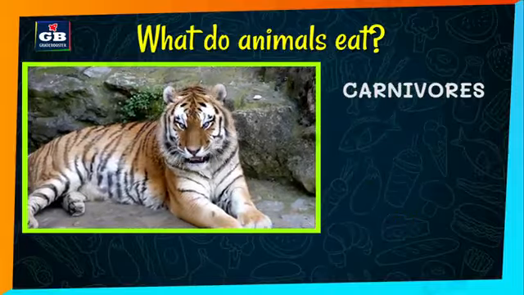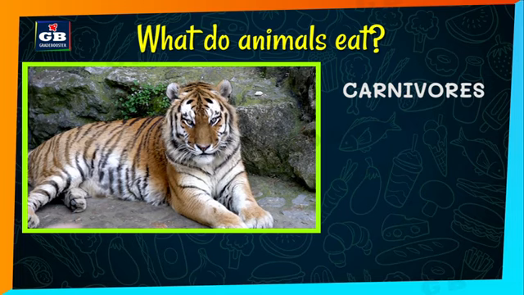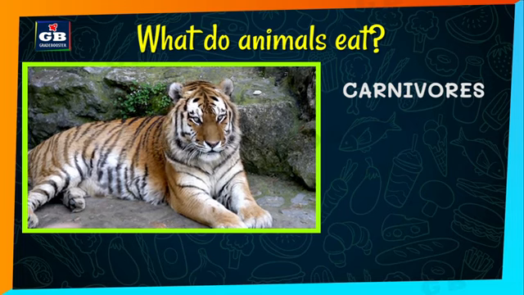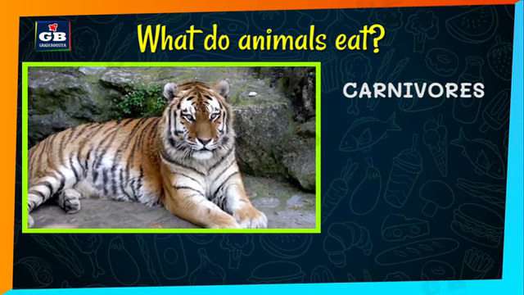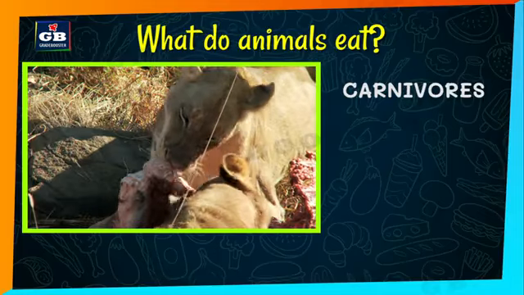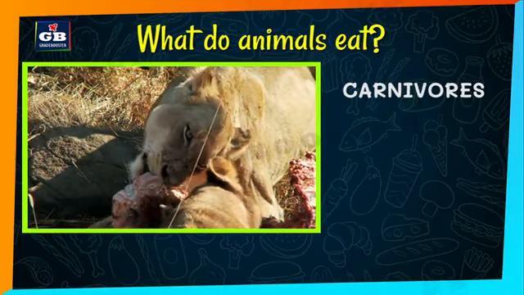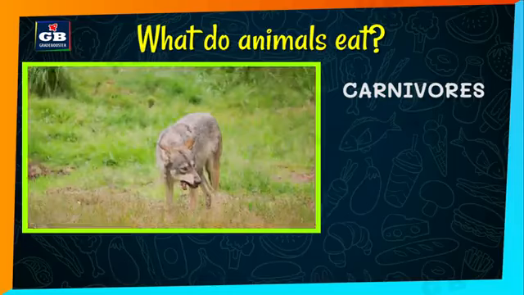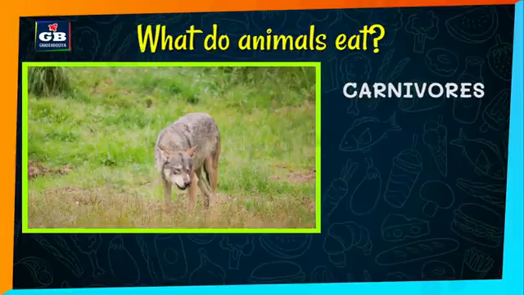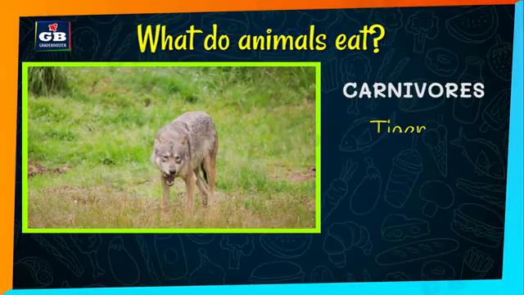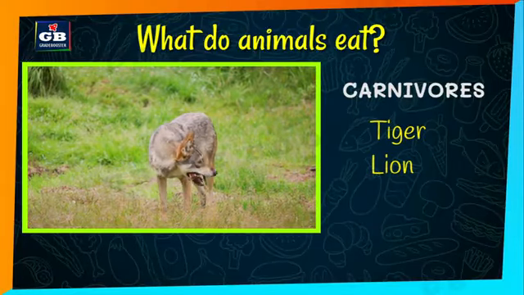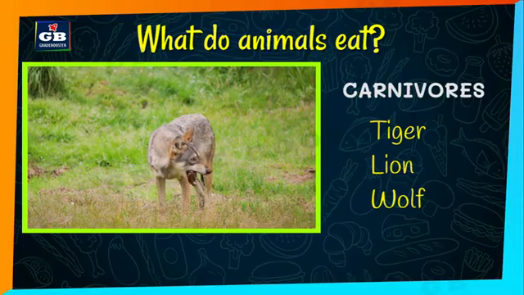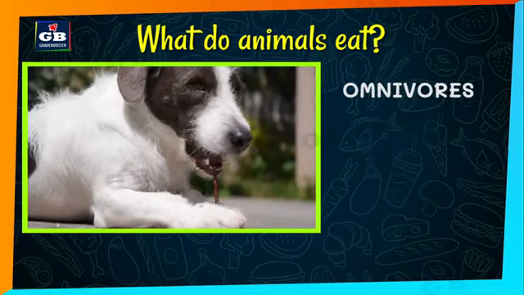There are some animals which eat only other animals. That means these animals eat only the flesh of other animals. Such animals are called carnivores. Do you know the examples of carnivores? Yes, tiger, lion, wolf. There is one more group of animals.